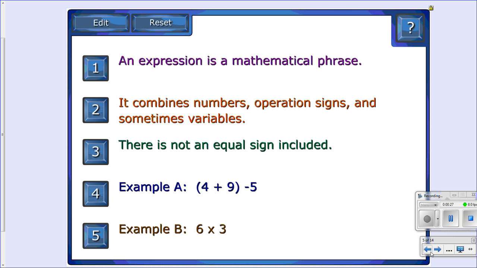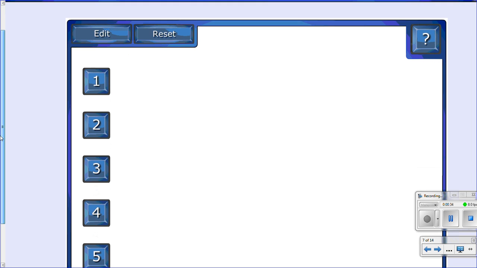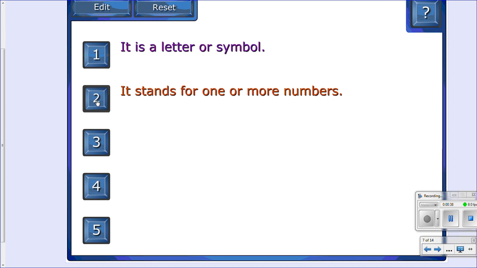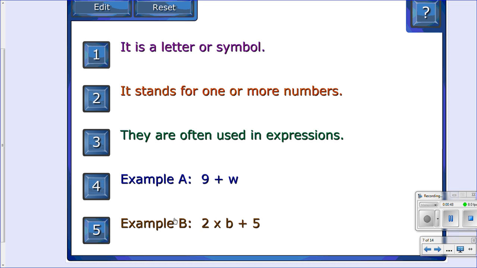It's just 6 times 3. Here are what expressions look like with variables. A variable is a letter or symbol, excuse me. It stands for one or more numbers. They're often used in expressions. The example would be 9 plus W, or the sum of 9 and W, something like that. Or 2 times B plus 5, or the product of 2 and B plus 5.